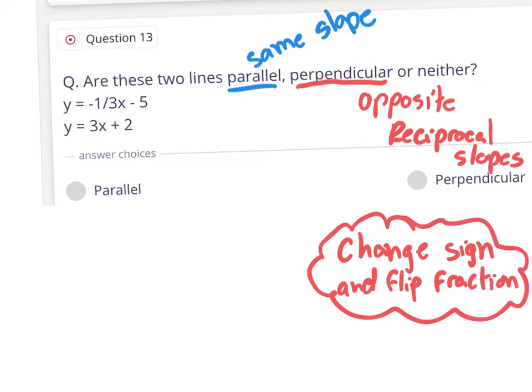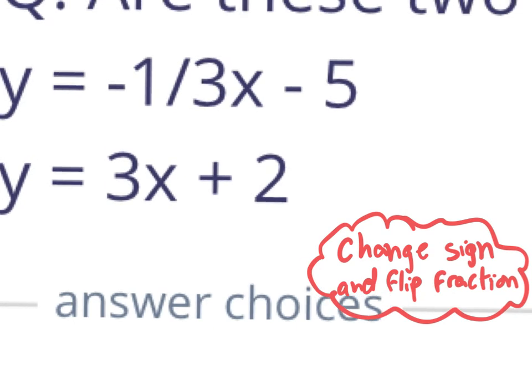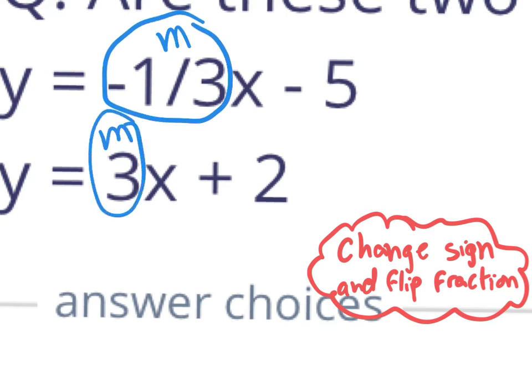Okay, so we should also know that for these equations, in order for you to see the m value, you either have to have it in point slope form or, as we have it here in this case, slope intercept form. Y equals mx plus b. And we could clearly see that these guys have the m value of -1/3 and also the m value of 3. So if these were identical, if they were both -1/3 and -1/3, then they would be parallel. But they're not identical, so they're not parallel.